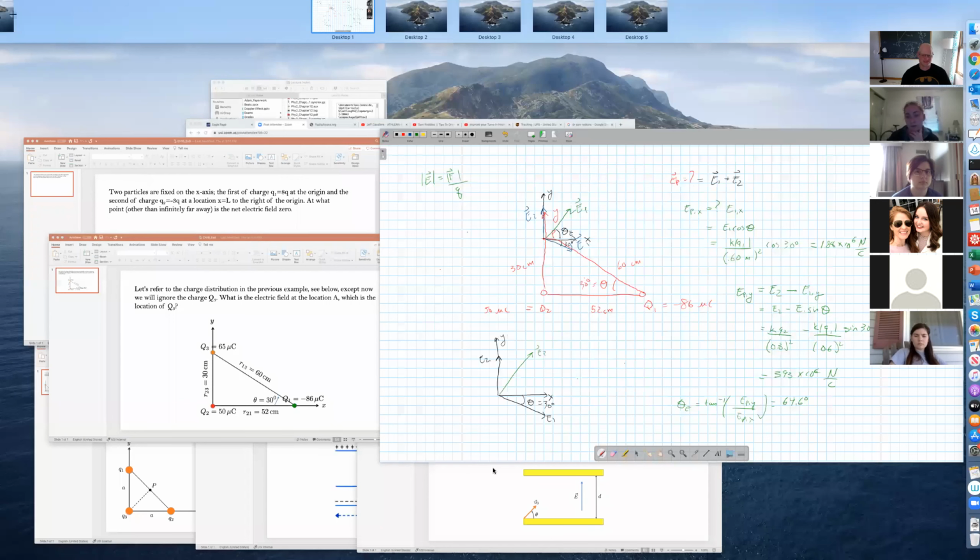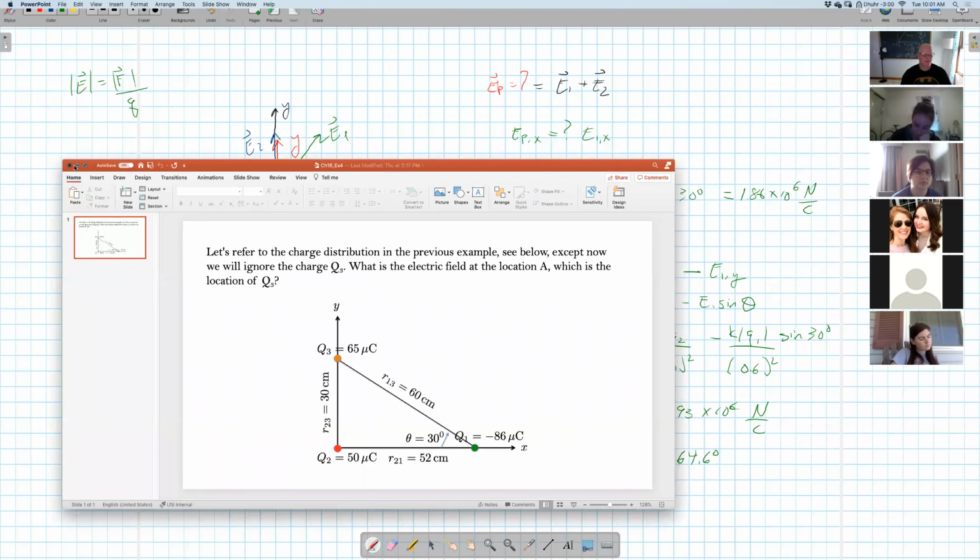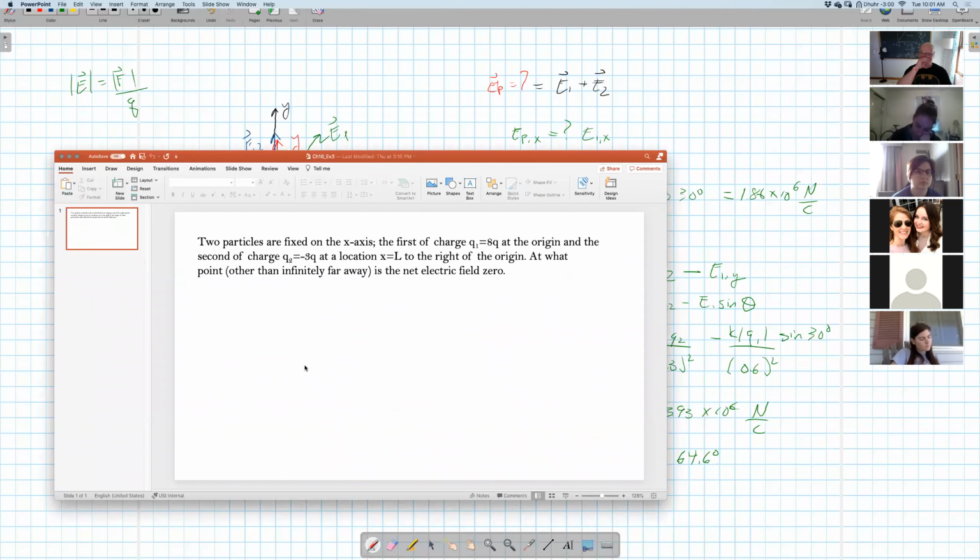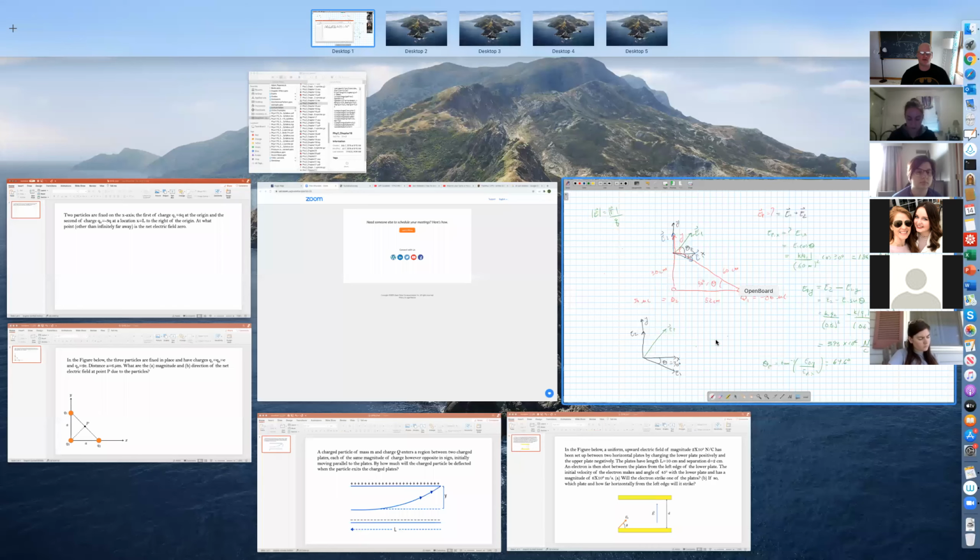Let's do another one. So let's get rid of this one. The next one says that two particles are fixed on the x-axis. The first one has a charge of 8q. The second one has a charge of -3q. And they're separated by a distance of L again. And we want to know at what point, other than infinitely far away, is the electric field equal to 0.